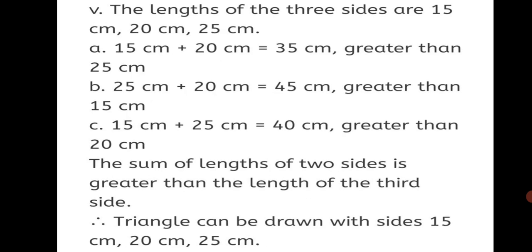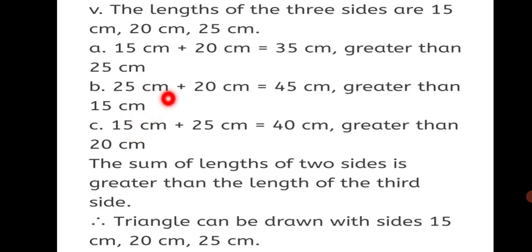Question number 5. The lengths of the three sides are 15 centimeter, 20 centimeter and 25 centimeter. Let's check. In operation A, we will take 15 centimeter plus 20 centimeter. The remaining side is 25. So 15 plus 20 is equal to 35 centimeter. It is greater than 25 centimeter. Now in B, we will take another two sides. 25 plus 20 is equal to 45 centimeter. It is greater than 15 centimeter, the third remaining side.